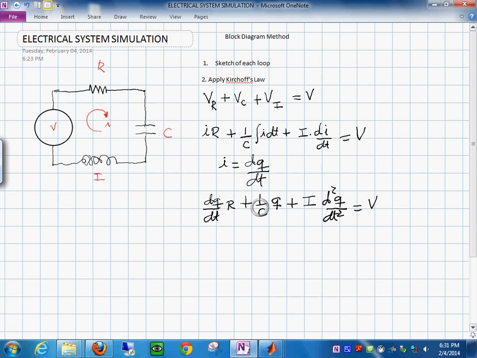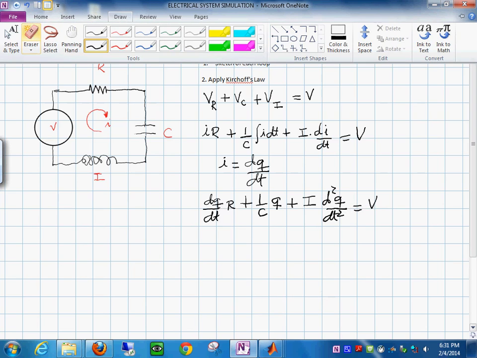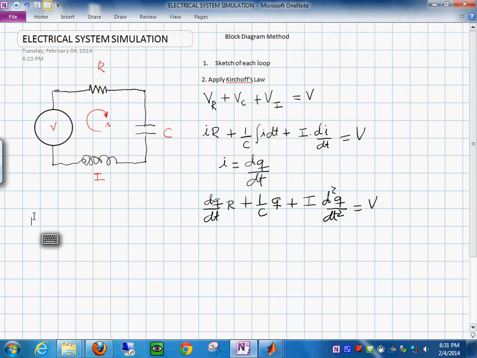So once we have the differential equation, let's move over here, and just put maybe step number 3 here. I would say convert the second order differential equation into a block diagram.